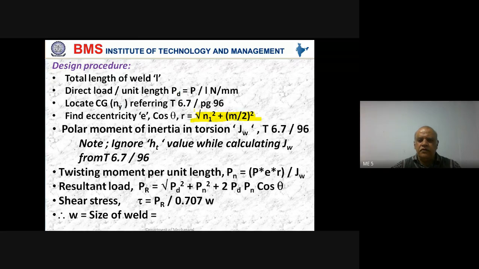Refer table 6.7 for calculating our value of R. It will vary depending upon the type of weld. So do not take this. This is applicable only for a compound fillet weld, which is like this.